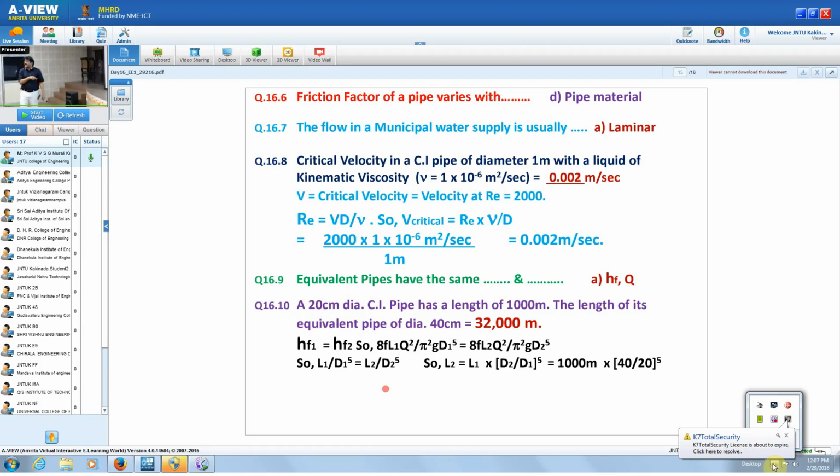32 kilometer. So if the diameter is doubled, for an equivalent pipe, length can be increased 32 times for the same head loss, because HF is proportional to 1 by d to the power of 5. 2 to the power of 5 is 32. That is why you will get this. Is it clear? How many of you have done it? Good. Next.